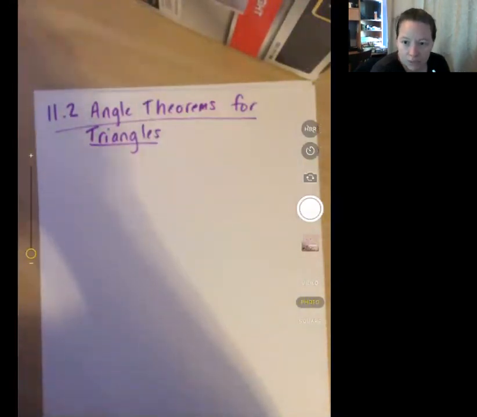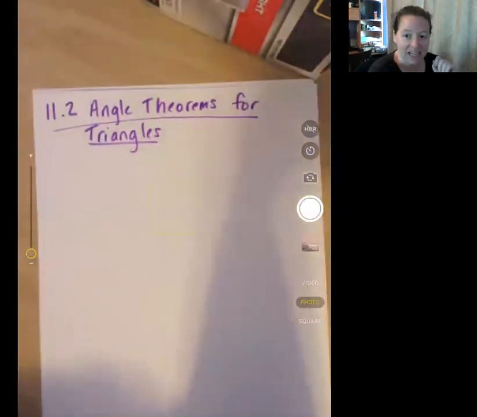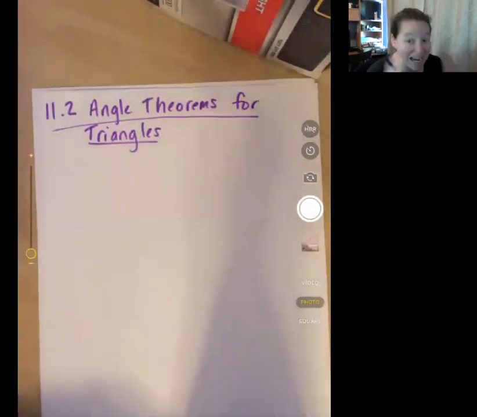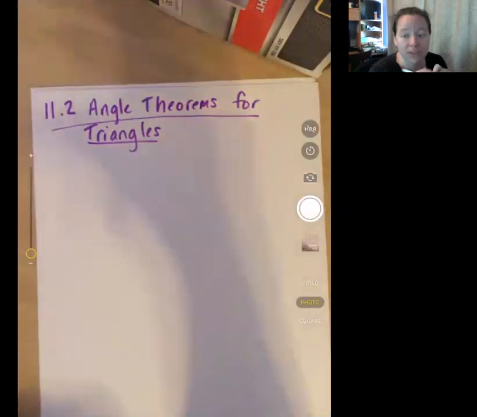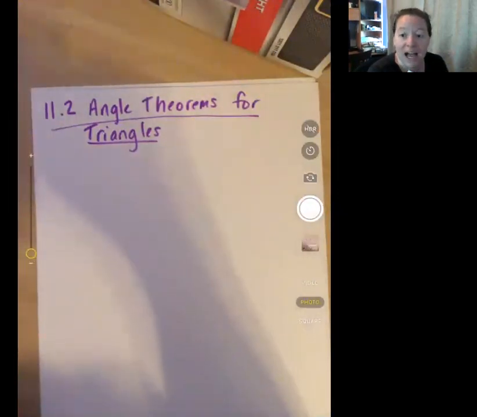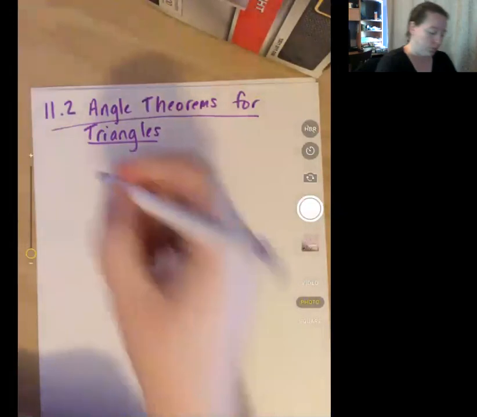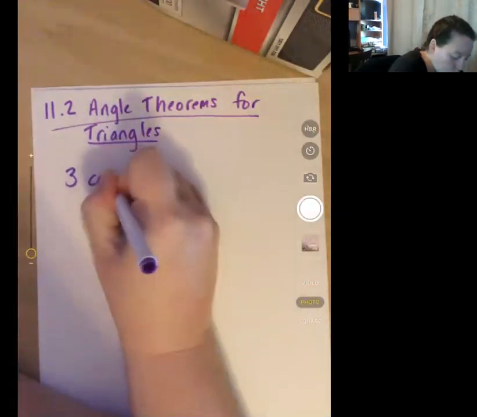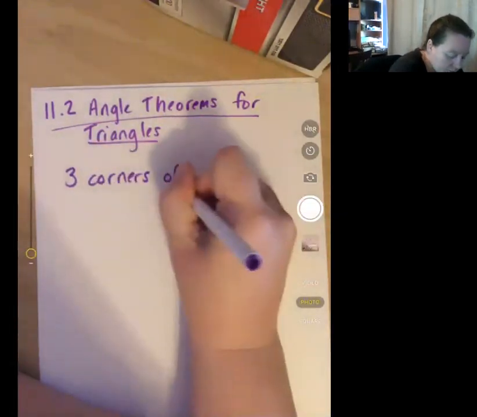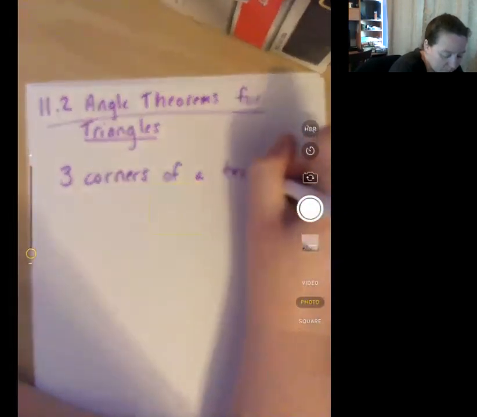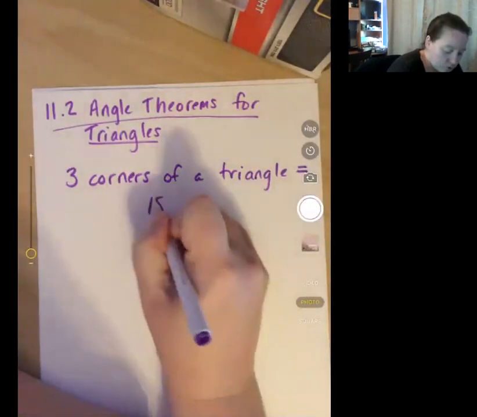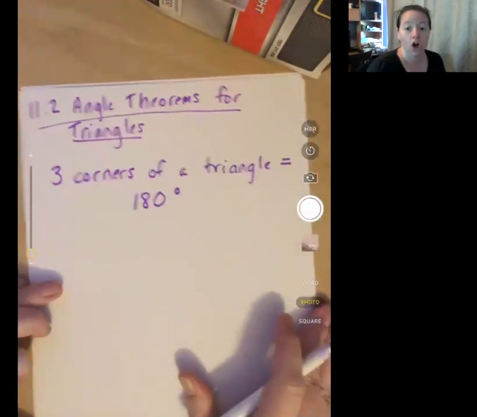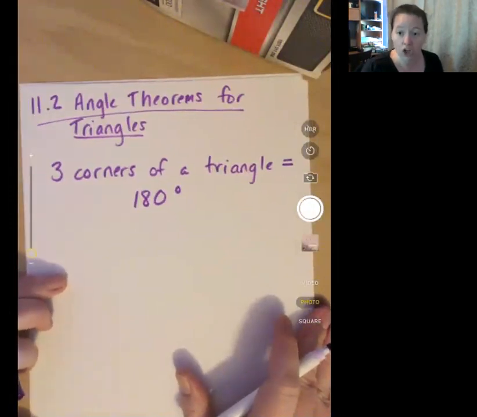The first concept that it wants us to understand is that if I take the three corners of any triangle, that means any triangle, and put them together, it's going to be 180 degrees. So, three corners of a triangle equal 180 degrees. Always, always, always.